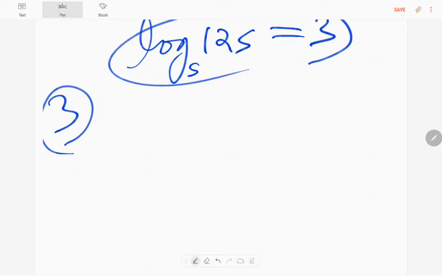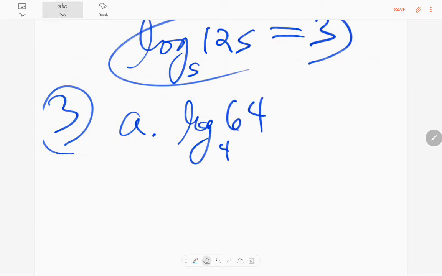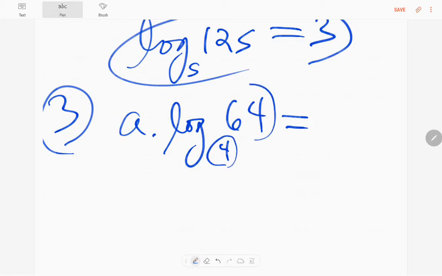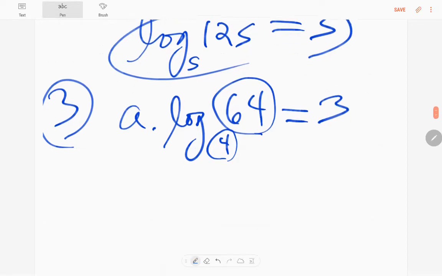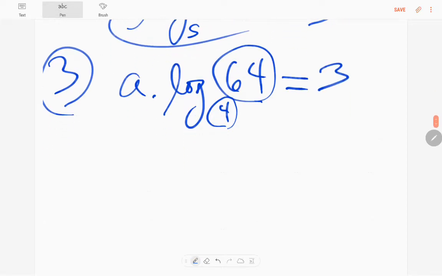Find the value of the logarithms without using a calculator. Log 64 to base 4. All right. Well, remember, the trick is try to figure out what power you have to raise the small number to get the big number. And in this case, 4 to the third power is equal to 64.